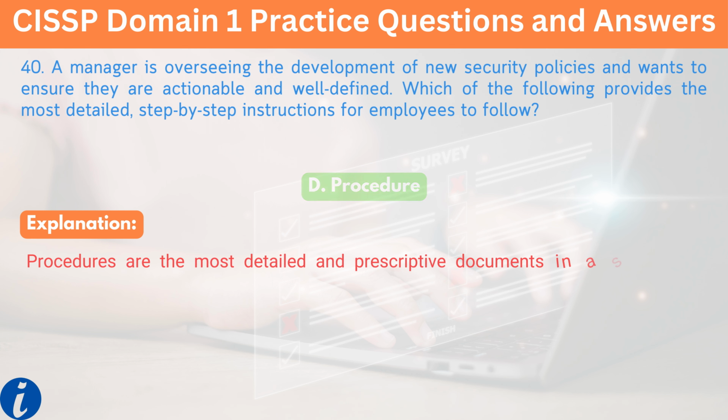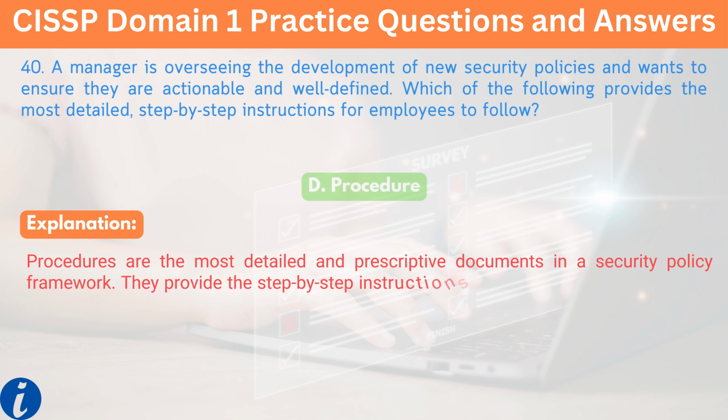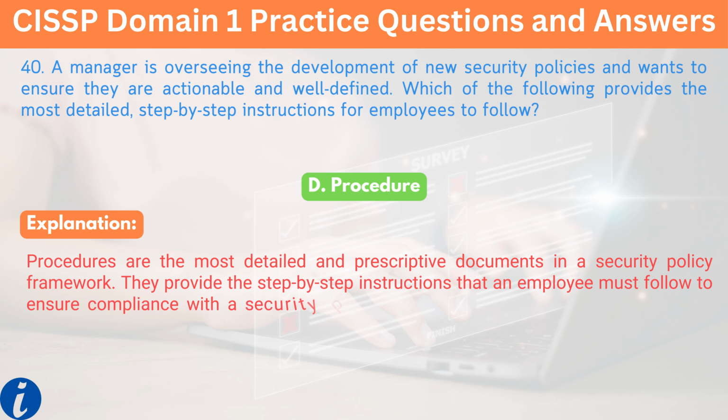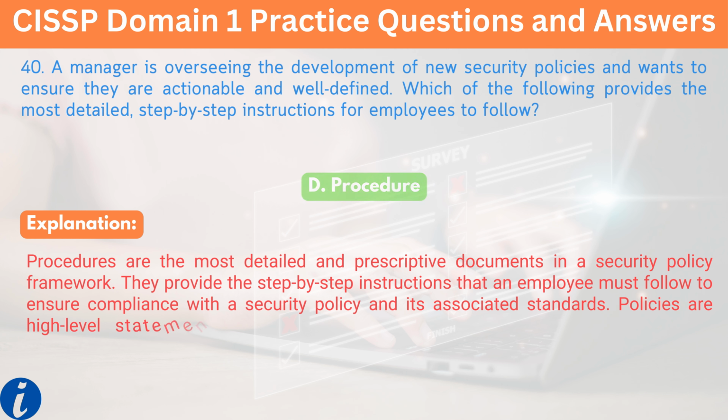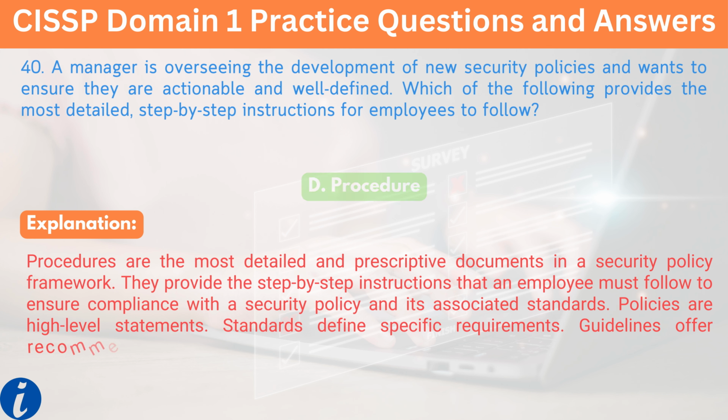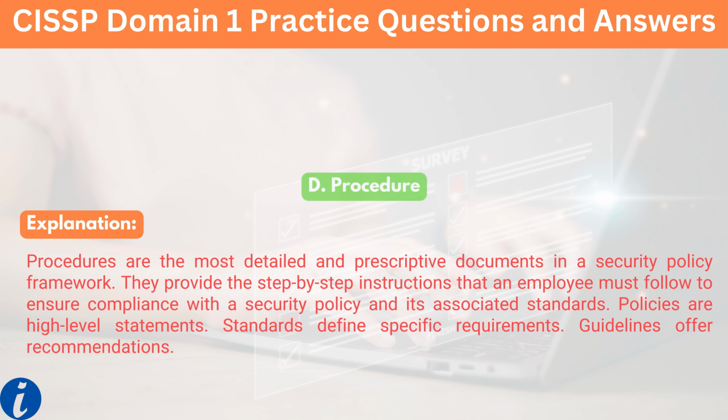Procedure. Explanation. Procedures are the most detailed and prescriptive documents in a security policy framework. They provide the step-by-step instructions that an employee must follow to ensure compliance with a security policy and its associated standards. Policies are high-level statements. Standards define specific requirements. Guidelines offer recommendations.